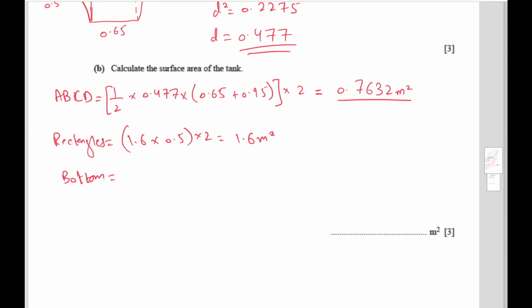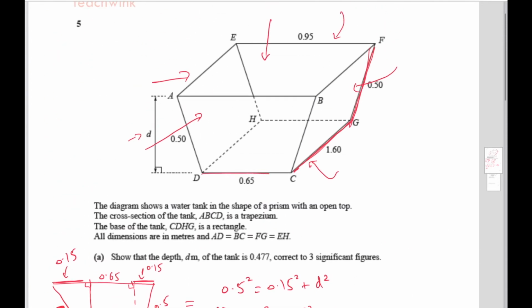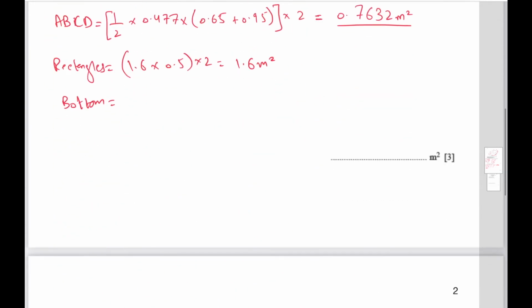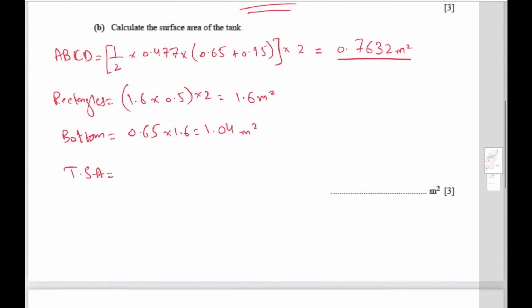So the bottom is supposed to be 0.65 times 1.6 and that's it, not multiplying by 2. 0.65 times 1.6, let's see what we get. 1.6 times 0.65 gives us 1.04 meters square. So to find the total surface area, you will need to add 0.7632 with 1.6 and 1.04.